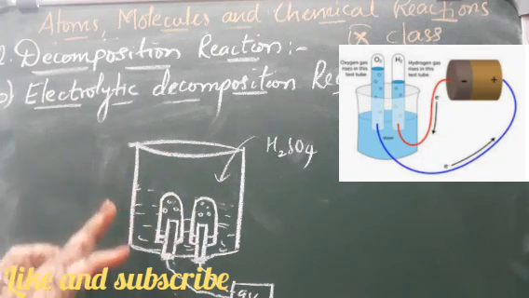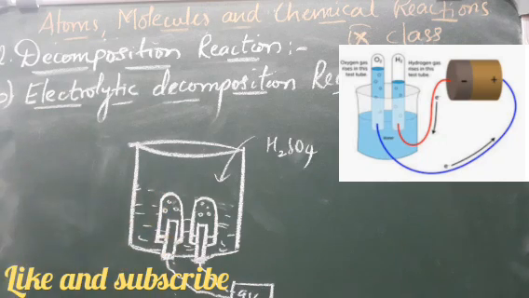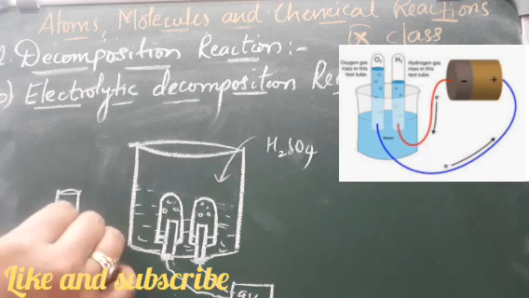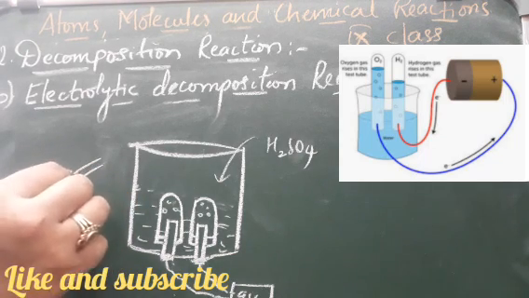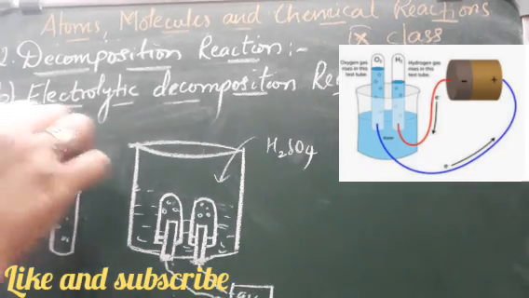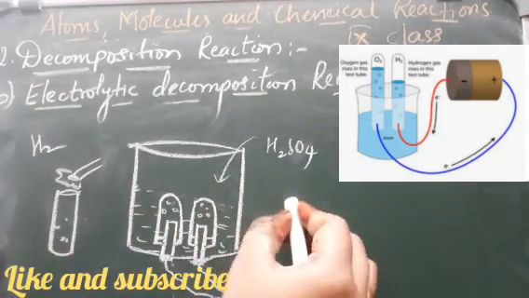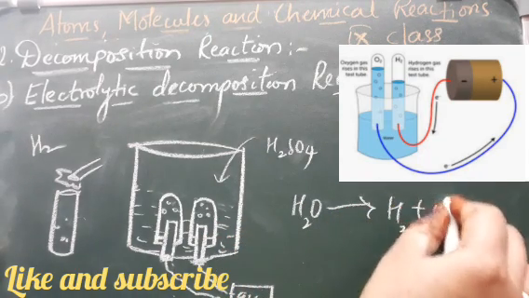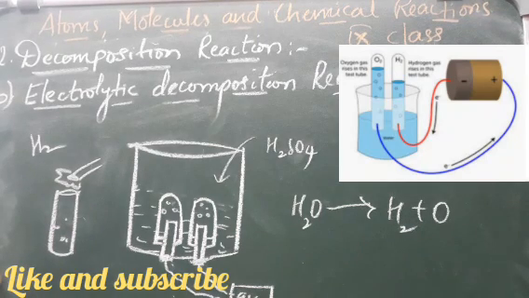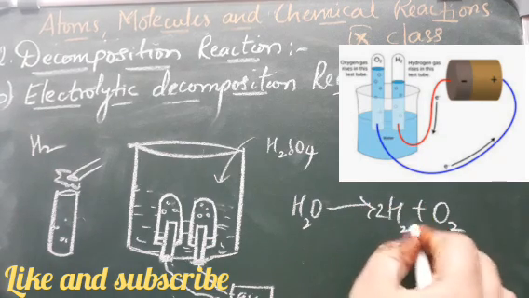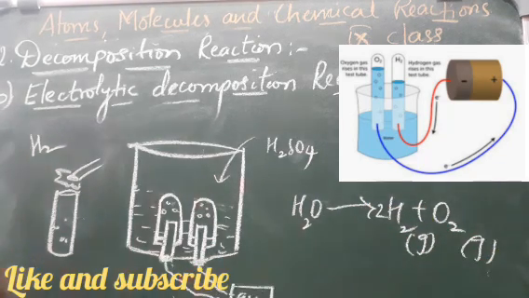When you take out the test tube slowly and bring a matchstick to the gas, you will observe the presence of hydrogen. So that means the water in this mug has been converted into H2 plus oxygen gas. So this is called the electrolytic decomposition reaction.